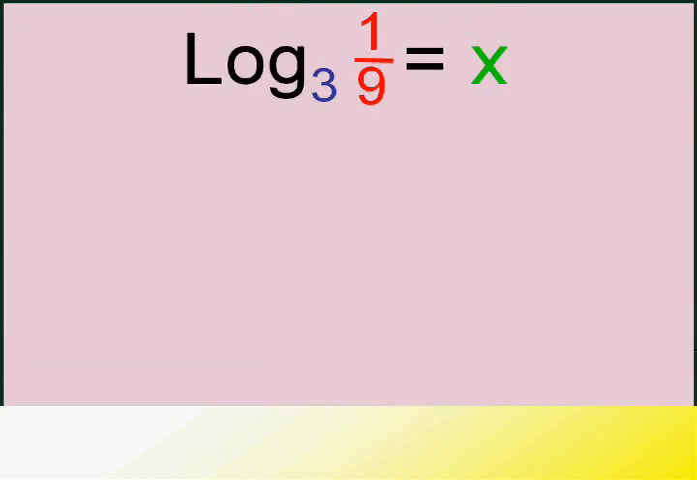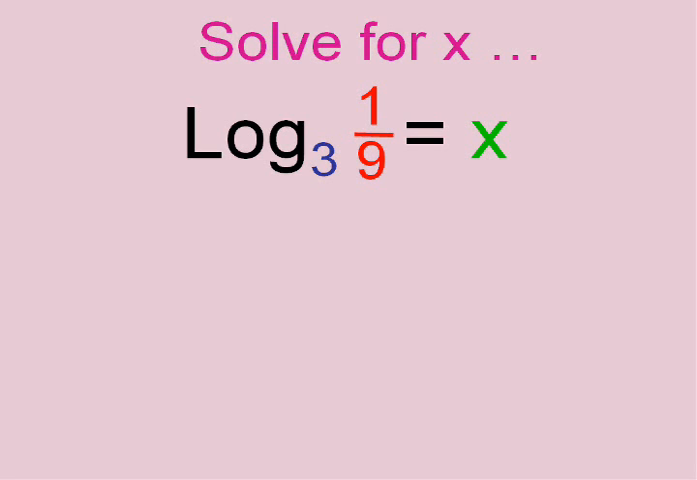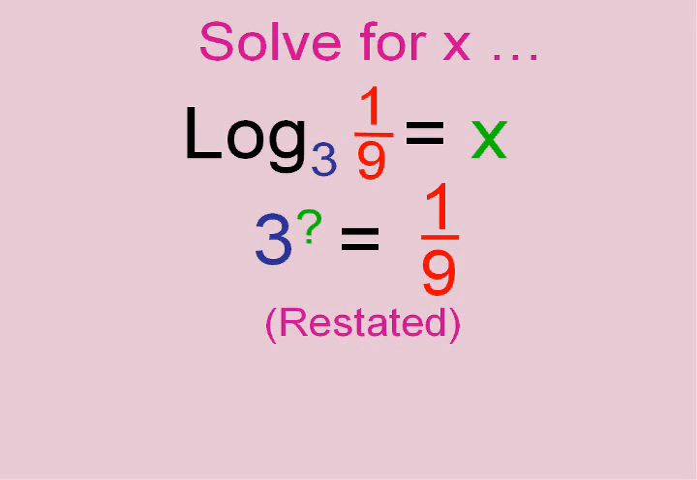Remember that. Using that, let's try and solve this logarithmic equation by rewriting it in exponential form. The base is 3, the exponent is x. The number is 1/9. What do I have to raise 3 to get 1/9, or 1 over 3 squared?